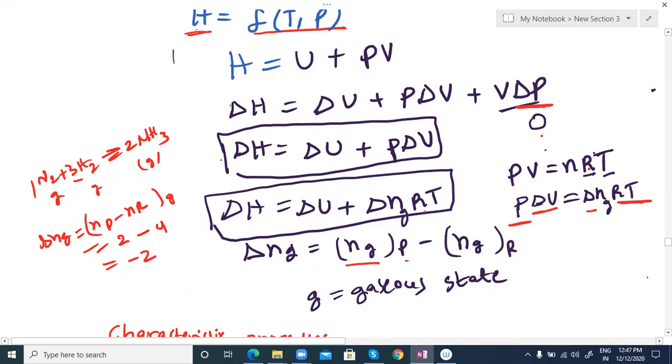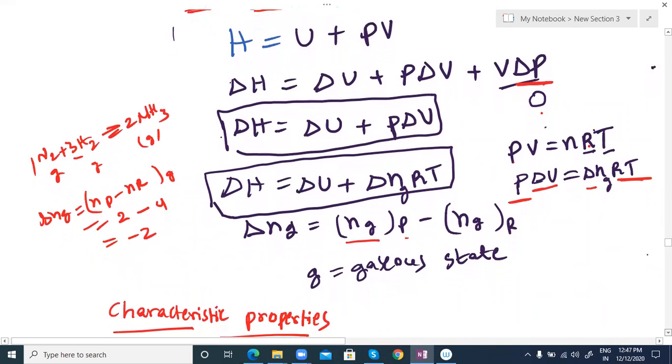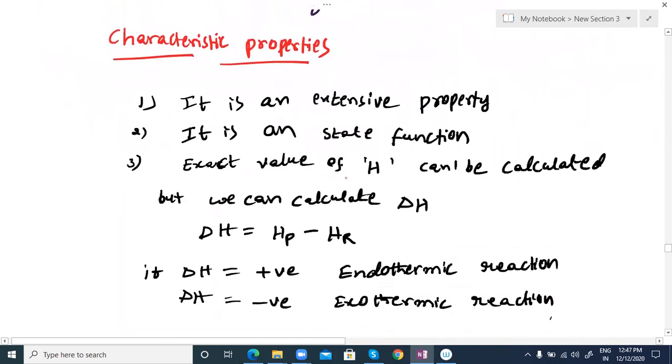So we have problems based on this. We'll discuss them in the next class. And the characteristics of enthalpy, you should know. It is an extensive property. Extensive property means a mass dependent property. If the mass changes, the enthalpy of the system will also change. It is a state function. It depends only on the initial state and final state. It doesn't depend upon how we achieve that point. Suppose we are moving from A to B, how we approach it doesn't matter.